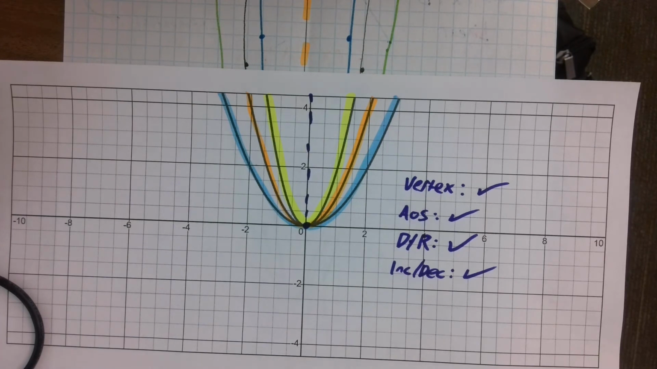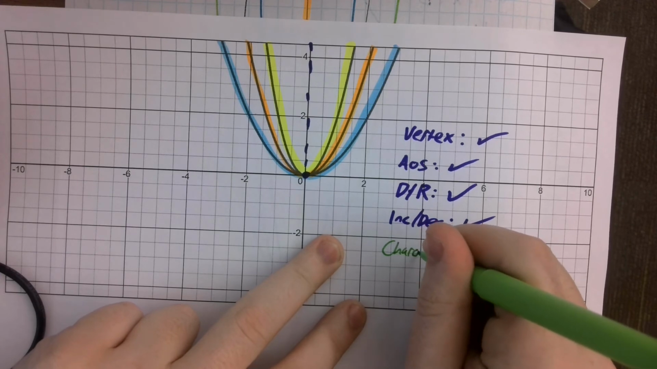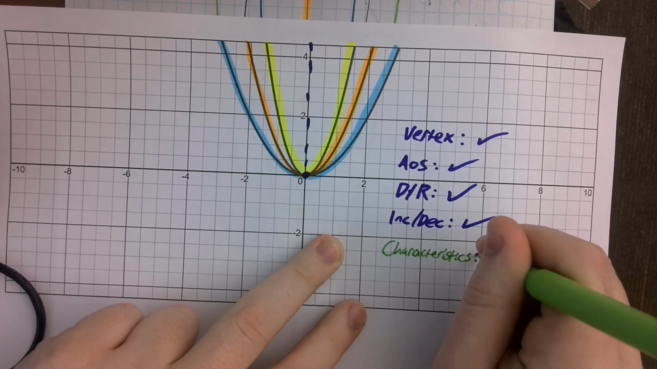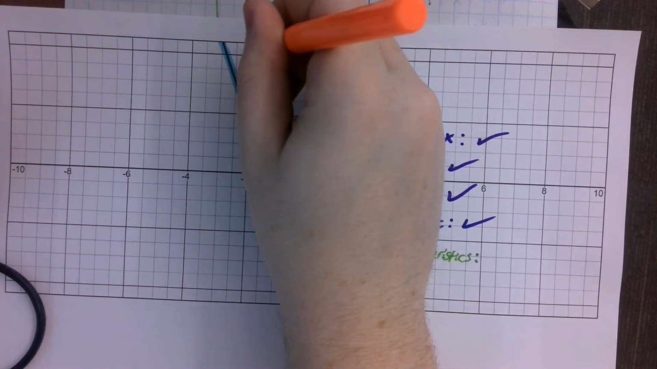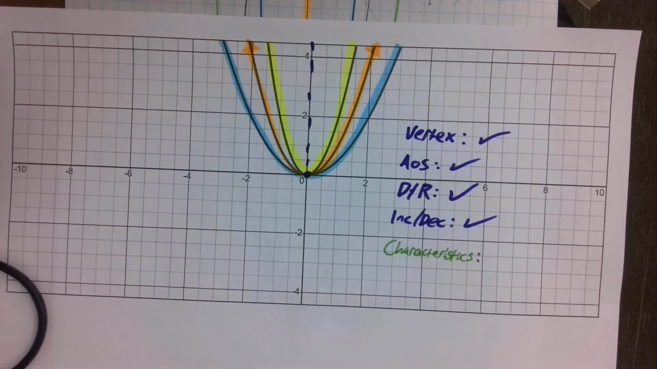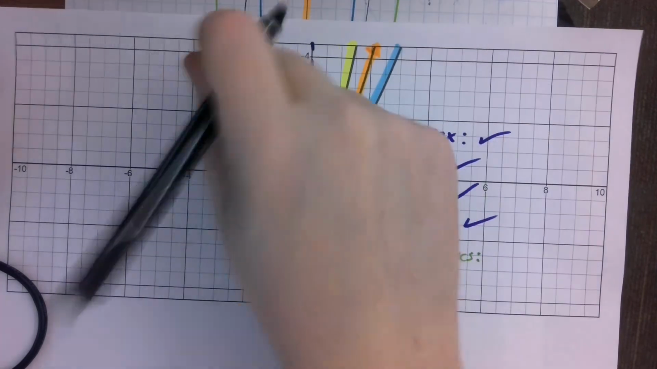It's that last piece that we didn't get a chance to talk about, something that we are going to call the characteristics. The characteristics describe how a graph transforms from the parent function. The parent function is the one without any modifications. So in this case, our parent function is y equals x squared. Y equals x squared, our orange, is our parent function.